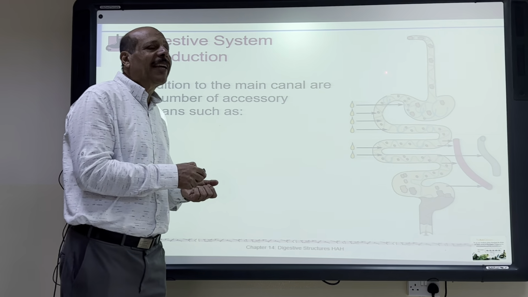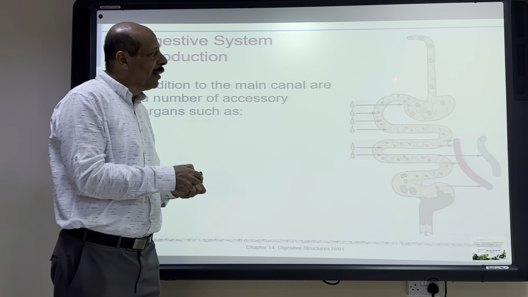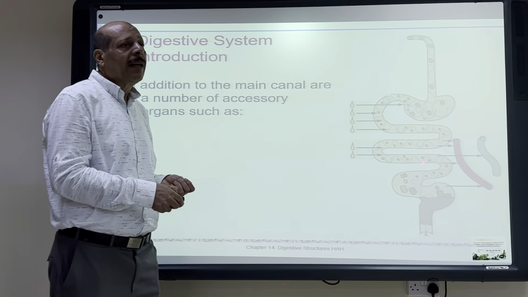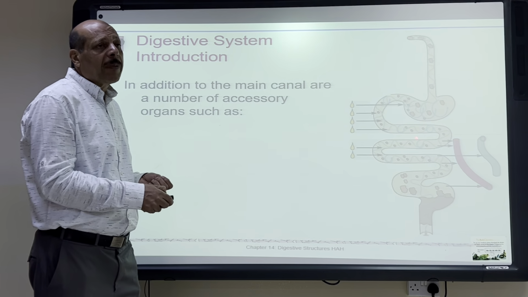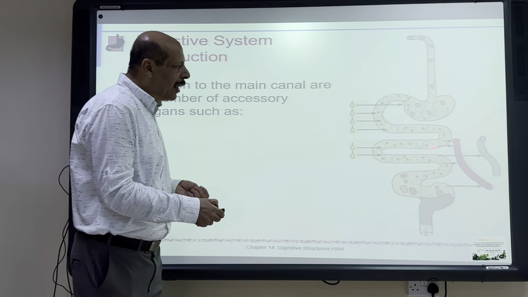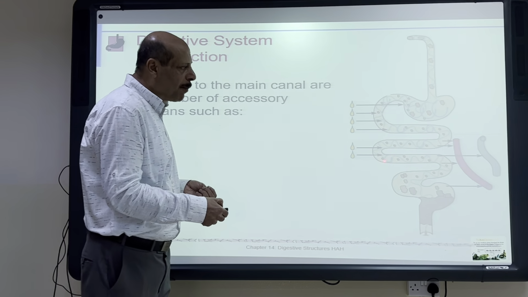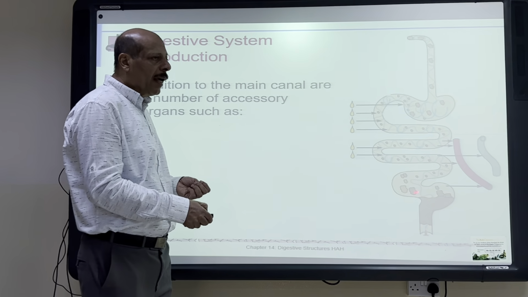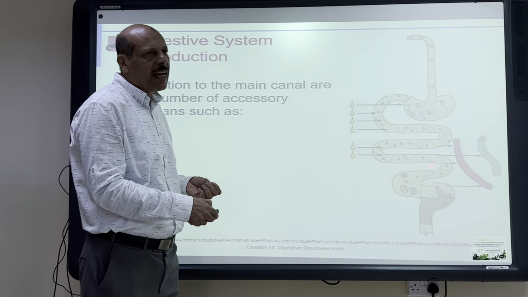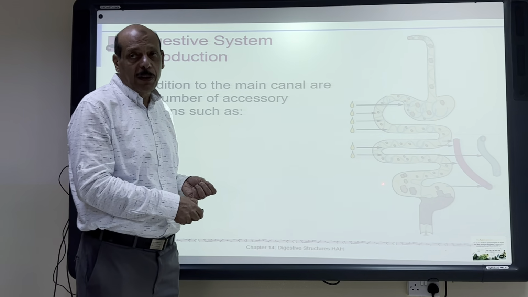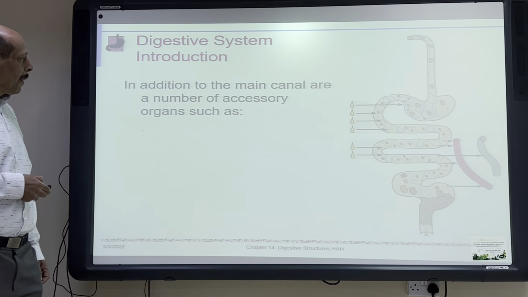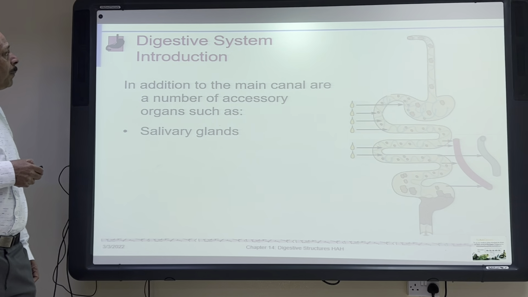There is some mechanical digestion or destruction of the food. There is some chemical digestion which occurs inside the digestive tract, and then there is absorption. Mostly absorption happens in the small intestine, and in the large intestine it is mostly the absorption of water. Then excretion of feces.